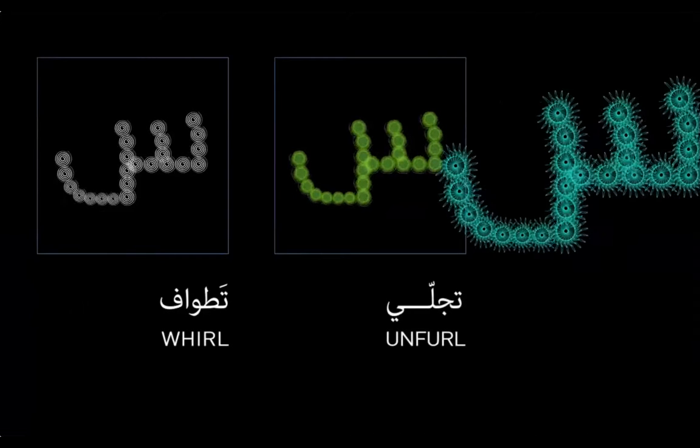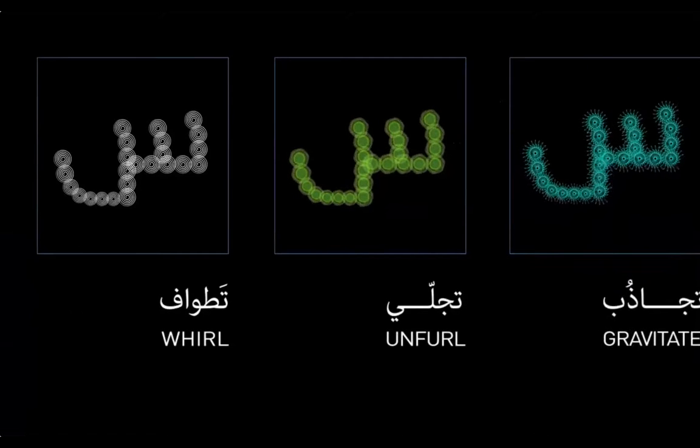The spiral unit system has 3 different typographic styles: whirl, unfurl, and gravitate. Tatwaf, tajalli, tajadhub. Those styles are closely related to various characteristics of the dervish dance. While whirl refers to the basic spiral movement of the dancer, unfurl hints to the dervish's skirts movements, and gravitate relates to the comparison of this dance to the movement of the planets around the sun.